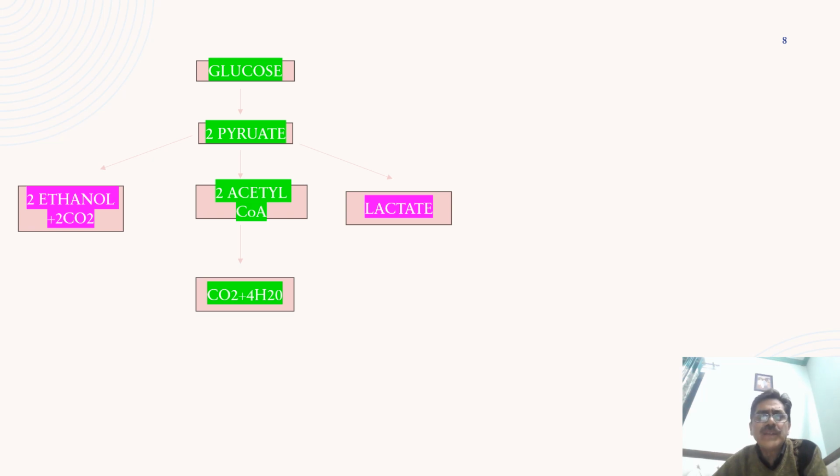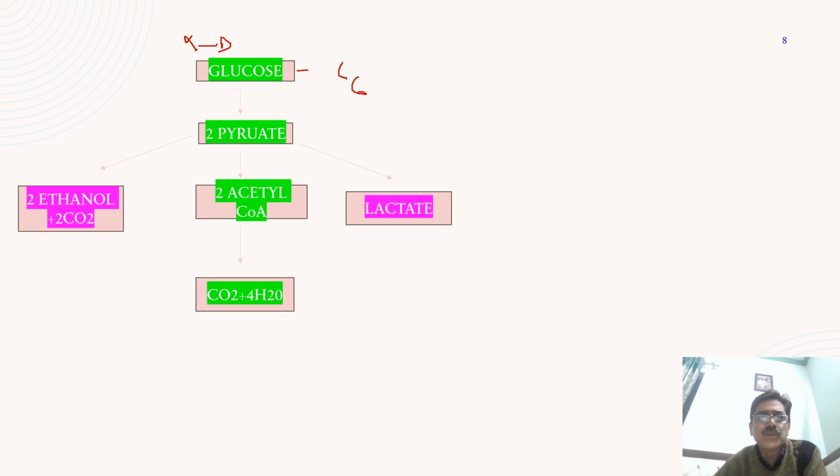Now we start with glucose, obviously alpha D glucose. We have to start with alpha D glucose. We have already explained what we mean by alpha D glucose. Now glucose is converted into pyruvate. Glucose is a 6 carbon sugar, C6. It is a hexose, an aldohexose. It gets converted to 2 molecules of pyruvate, which is a 3 carbon compound.